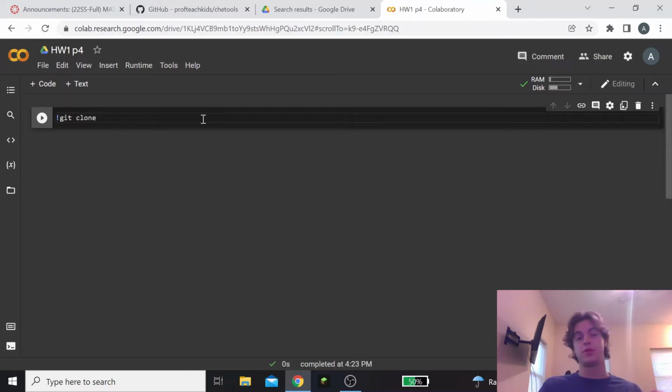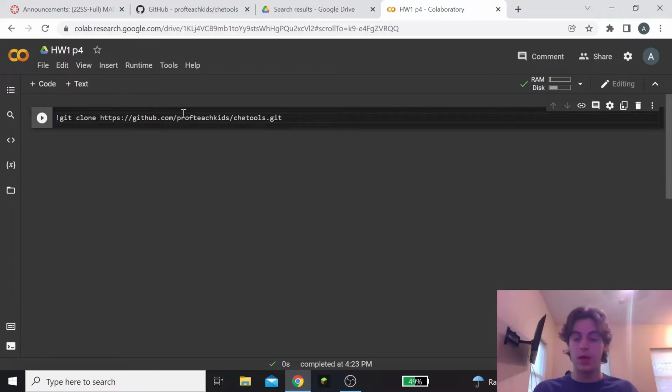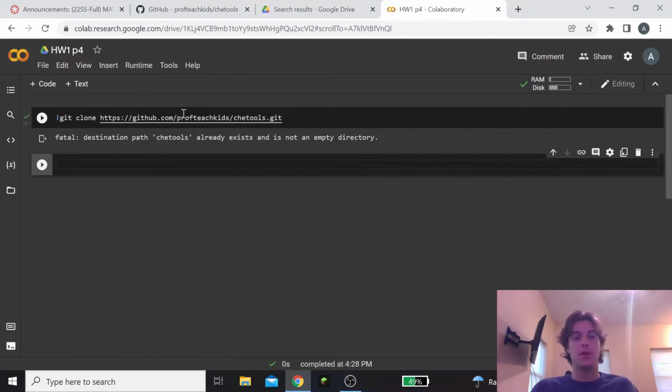So how we need to download this is we need to git clone. So this will clone the code into our hard drive and our link, which is right here, CHE tools. We click on code. We're going to copy this link into the code, and we'll run it. That'll download it in.